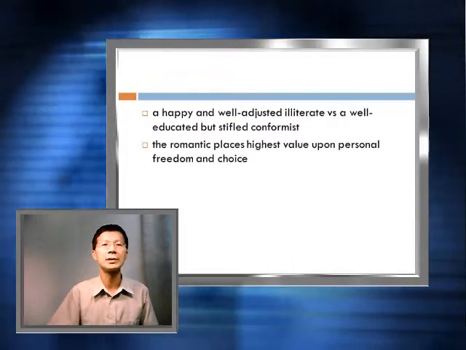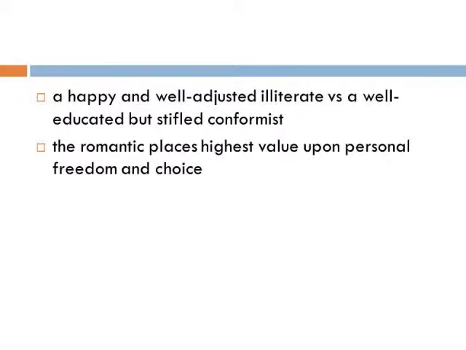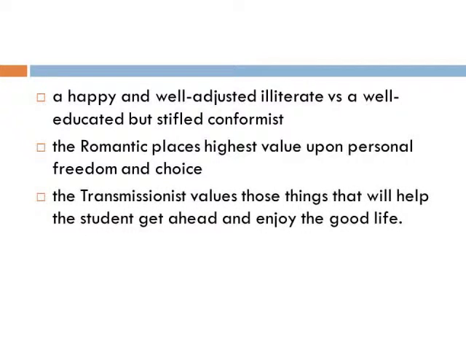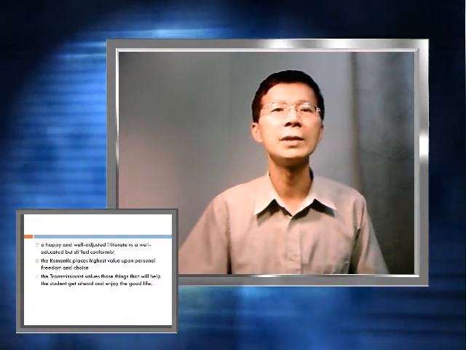While both transmissionists and romantics may care deeply about the students, the romantic places highest value upon personal freedom and choice, and the transmissionist values those things that will help the student get ahead and enjoy the good life. The essence of the Christian transmissive approach is its aim of internalizing the values, knowledge, and beliefs esteemed by the teacher. In contrast, the romantic approach seeks to allow the child to unfold into his or her destined form.